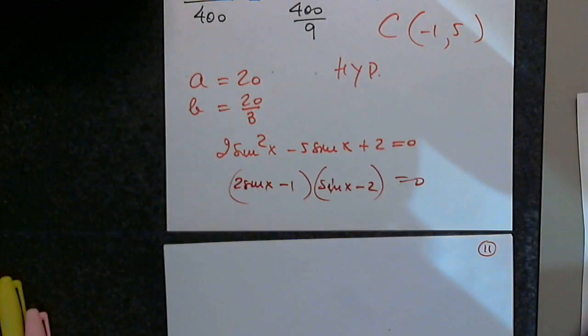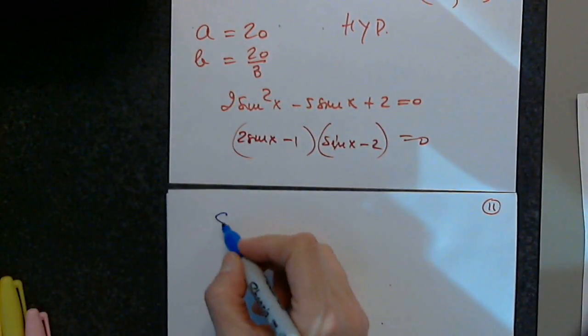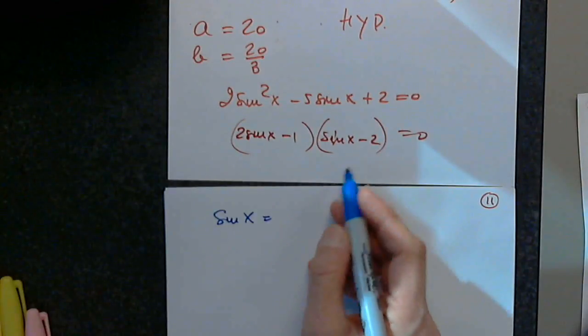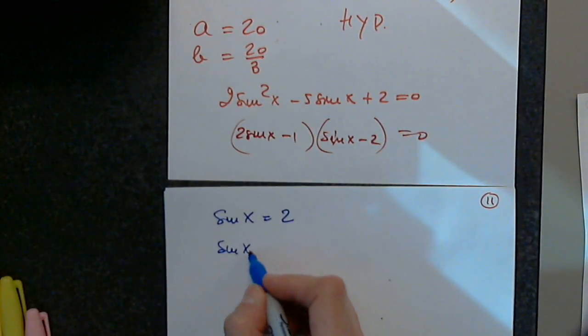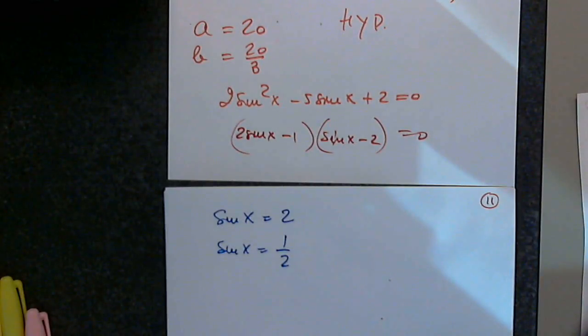How many solutions will you give in sine? 2. Of course. It's quadratic in sine, right? So sine x equals 2, and sine x equals 1/2. So let's start with sine x equals 2.